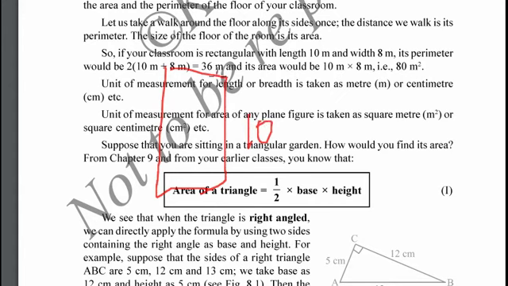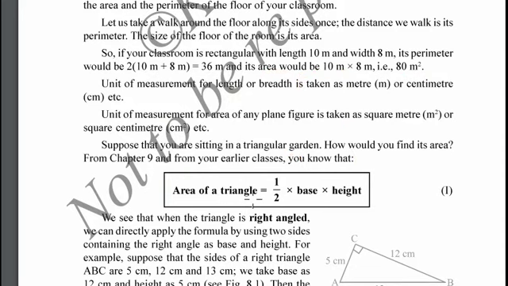10 times 8, which is equals to 80 meter square. Notice the unit of area is meter square. This is about rectangle.